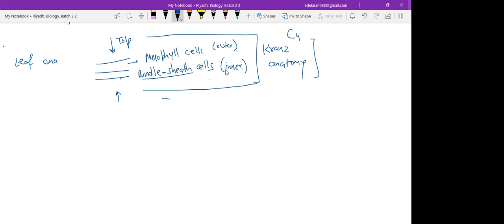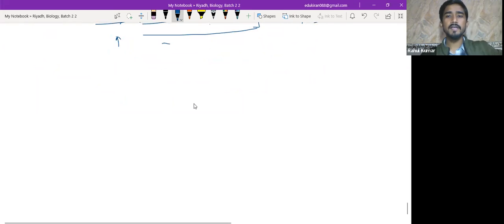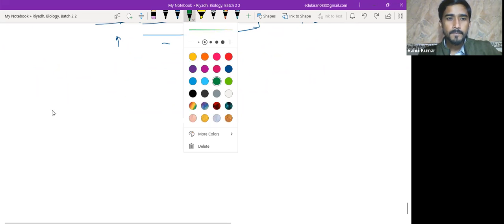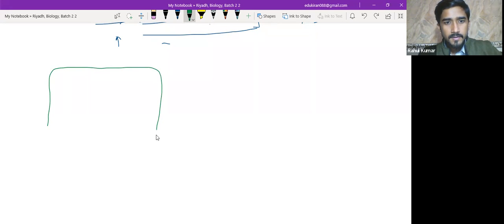Yes, sir. Now let's go into the cycle itself. Everything is clear. They have a different anatomy, they can do well in arid environments, and they have less photorespiration. To make this cycle, we also have to make two different cells. Let me use a different color. So let's say this space that I'm making here is the outer layer. What is the outer layer called?